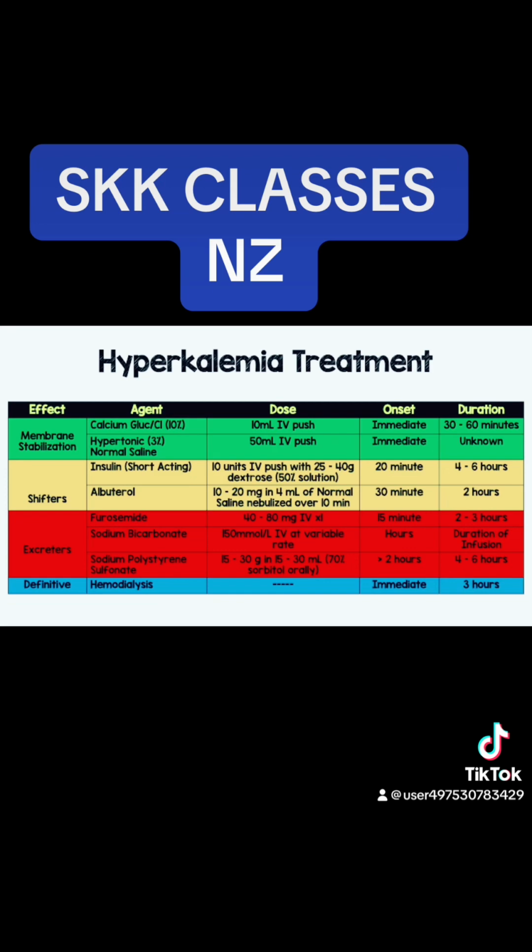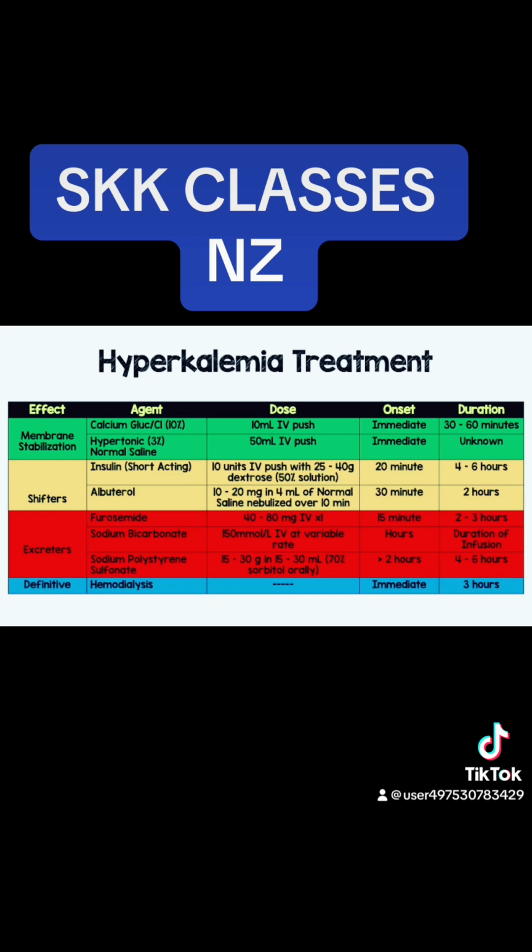One more thing I would like to make clear: whenever you give injection calcium gluconate to the patient, always keep in mind that you have to give it very slowly, within 30 to 60 minutes. If you give the calcium gluconate very fast, there is a lot of chance that the patient can suddenly go into cardiac arrest, or go into bradycardia.